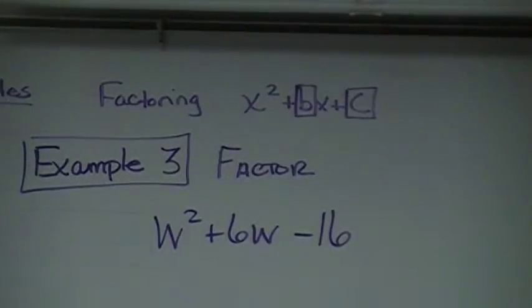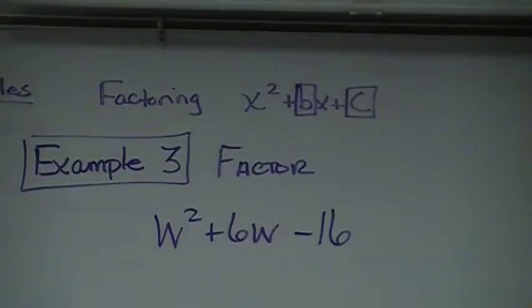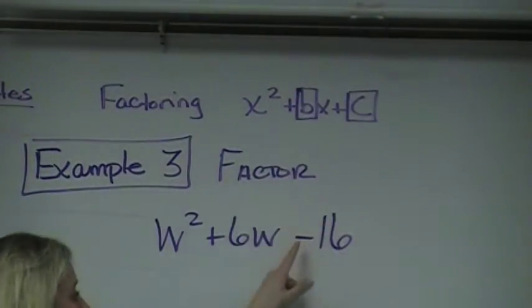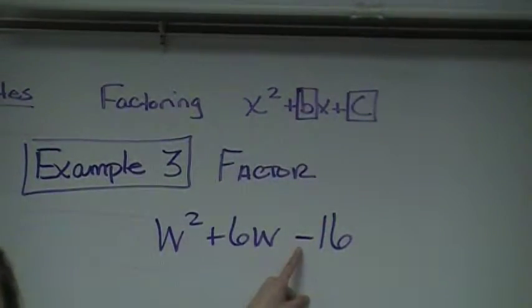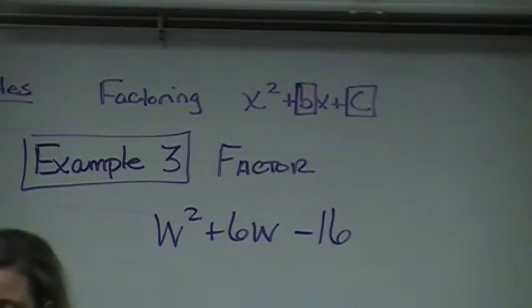Guys, what do you notice C is now? Positive or negative now? Negative, right. Remember, C is the last term. C is a negative now. So what are my signs going to be? In order for me to get a negative when multiplied, what do my signs have to be now? Same or opposite? Opposite, right? In order to get a negative, you multiply a positive times a negative, not a negative times a negative, or a positive times a positive. If you multiply opposite signs, you get a negative.